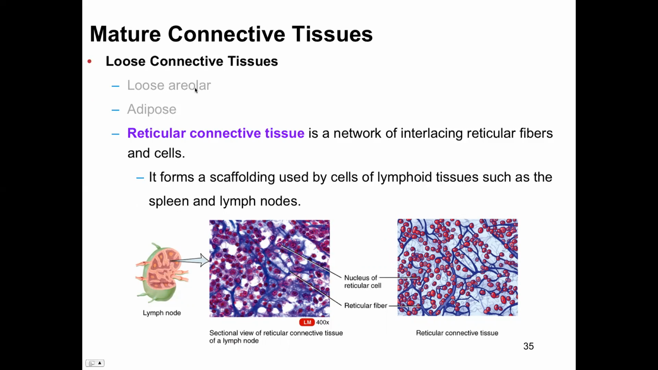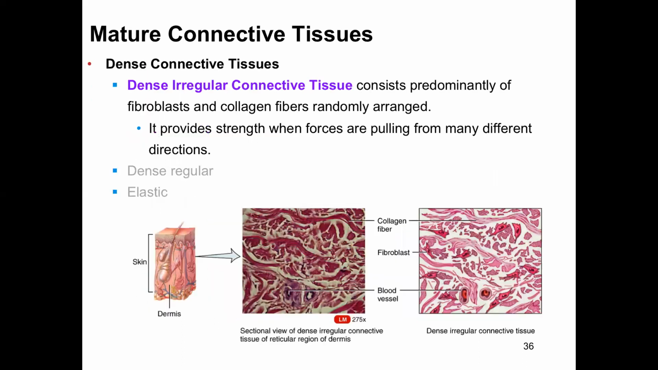So hopefully you could definitely tell the difference between areolar and adipose. This is a little harder, depending on the staining. But if you see a slide of lymph node and it asks what kind of connective tissue this is, you'll say that it is reticular.